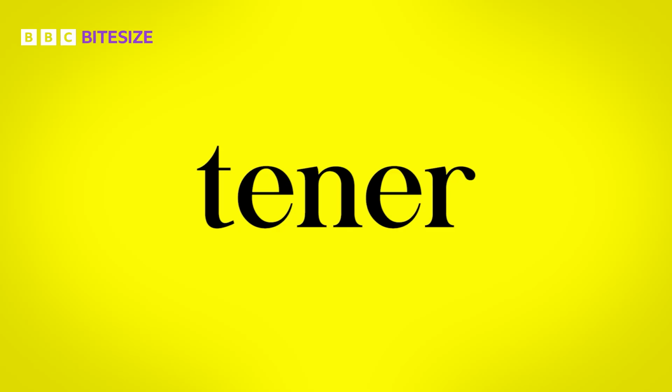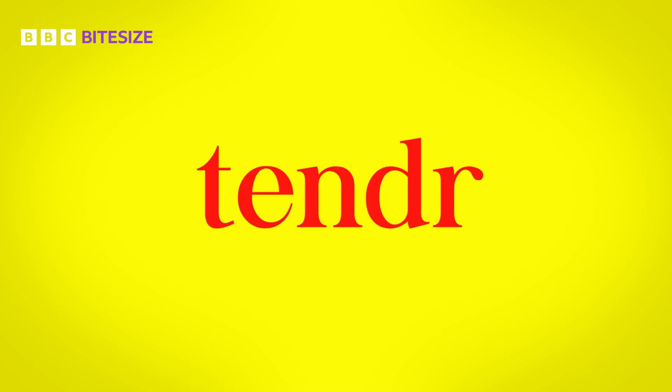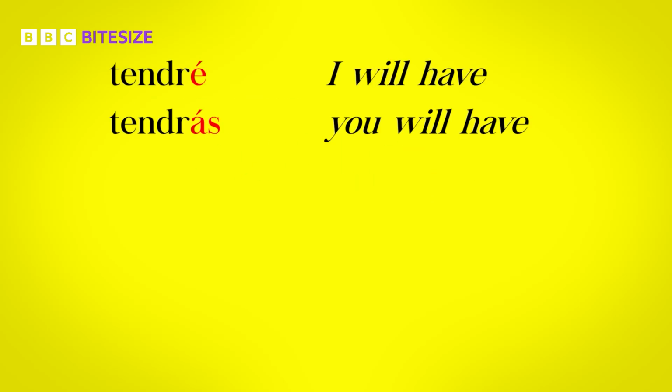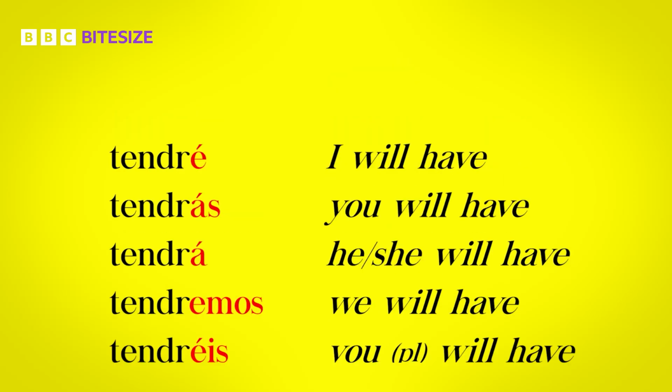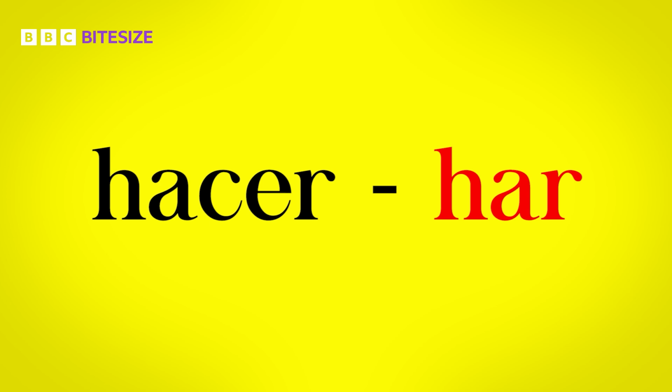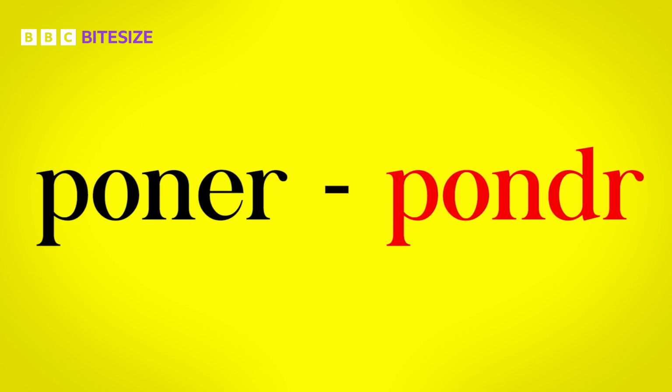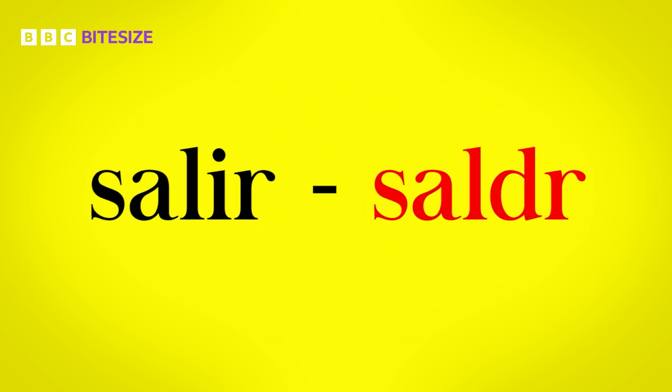Watch out, some verbs are irregular. For example, tener, to have, has an irregular stem. However, the endings are exactly the same as for regular verbs. Tendré, tendrás, tendrá, and so on. Other verbs with irregular stems include decir, to say, hacer, to do or to make, poner, to put, and salir, to go out or leave.